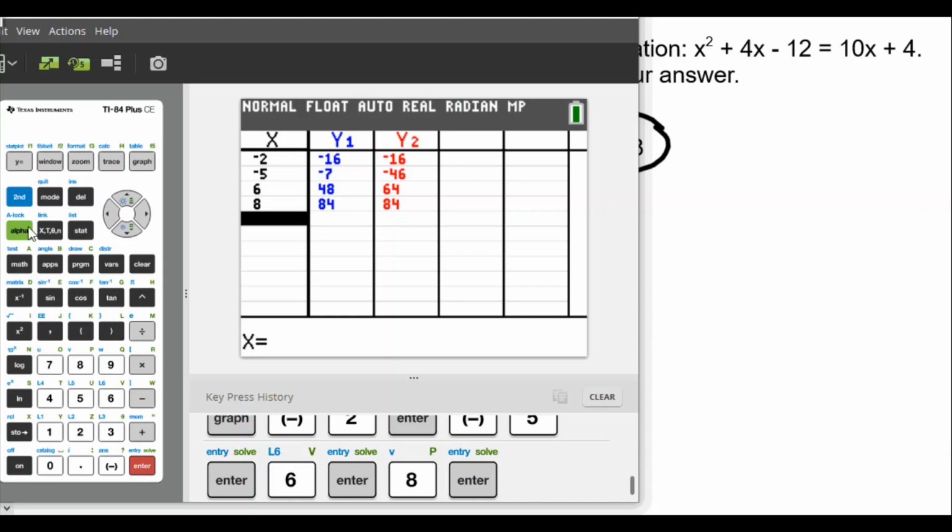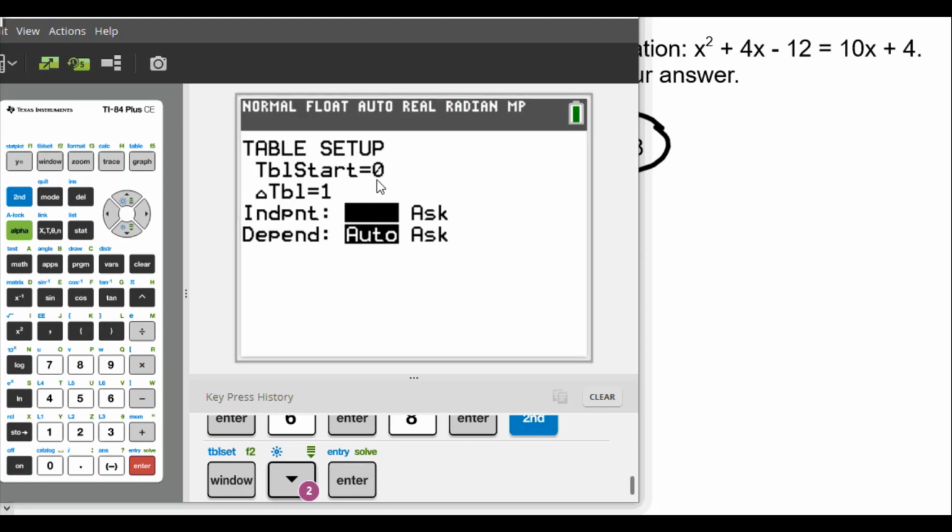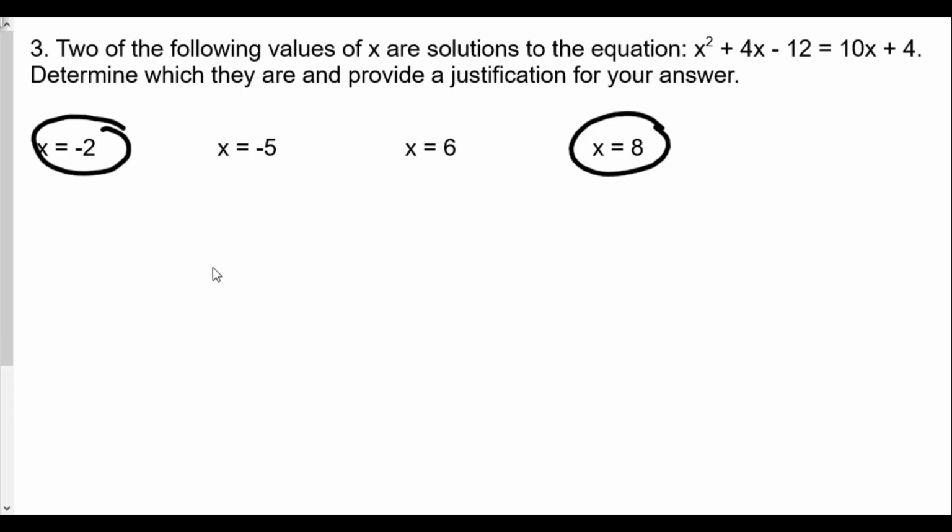Up to you. Now we want to turn our table setting back. We'll hit second window, table set, and we're going to change the independent setting back to auto. This means the calculator will automatically fill in the values for us, in units of 1, starting from 0. Okay, so that was our question number 3.